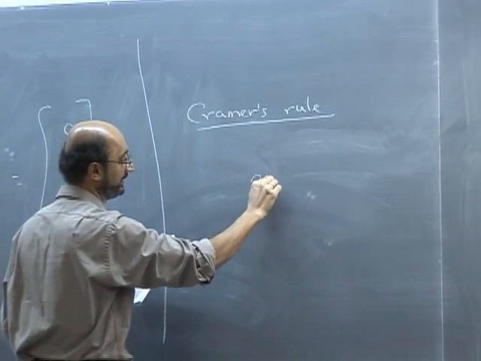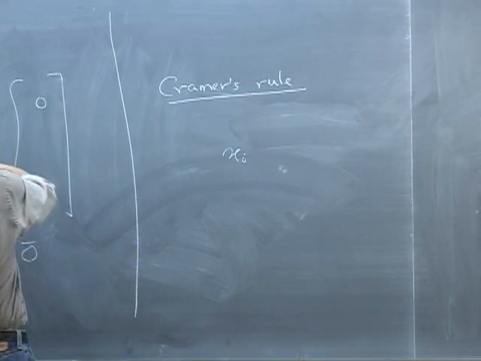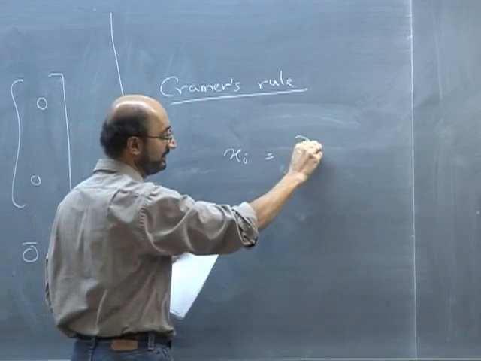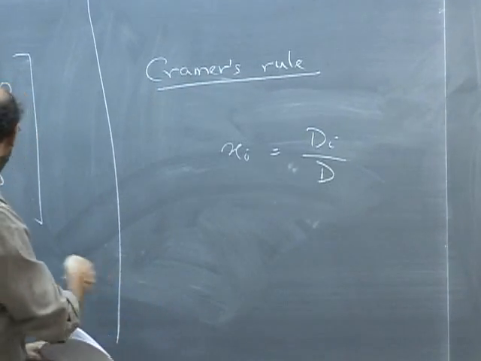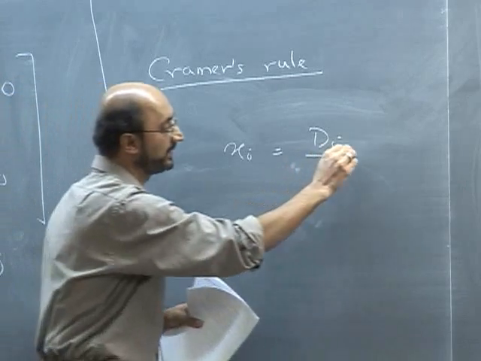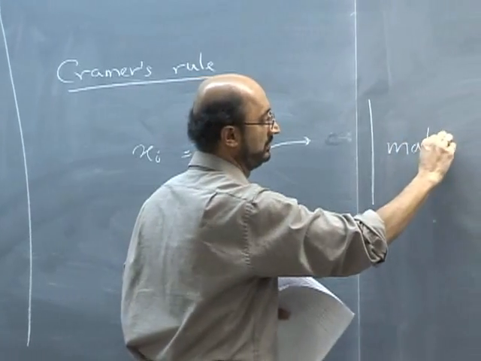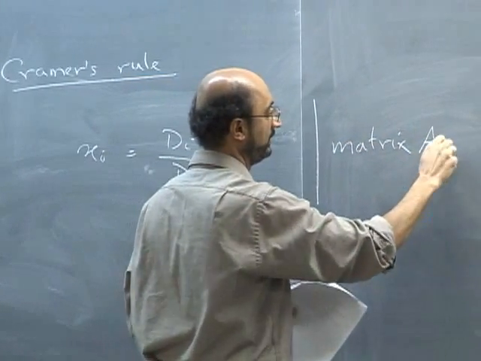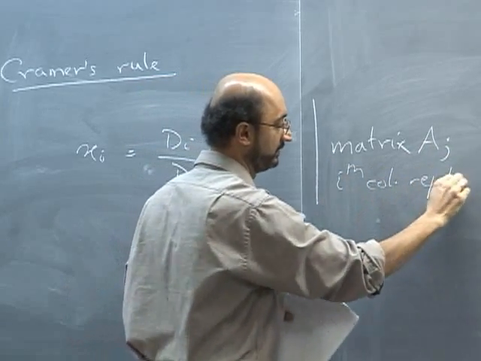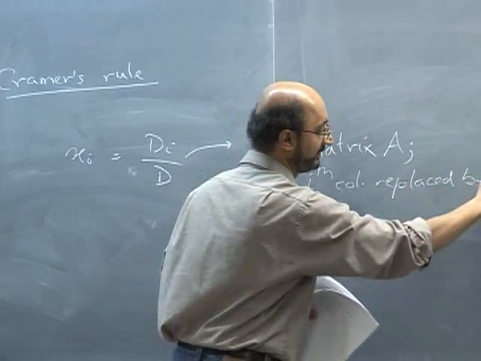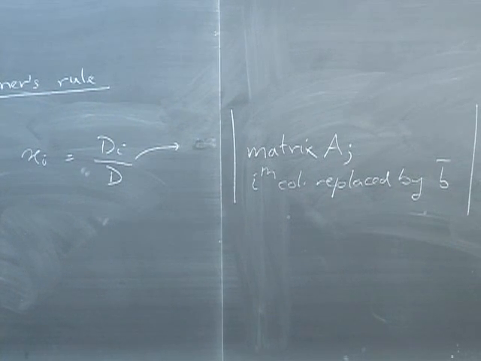Cramer's rule says that x sub i, the ith value of the eigenvector, is given by d sub i over d, where d is the determinant of the matrix A, and d sub i is the determinant of matrix A with the ith column replaced by b, by the right-hand side b. Okay, that's the definition of Cramer's rule.